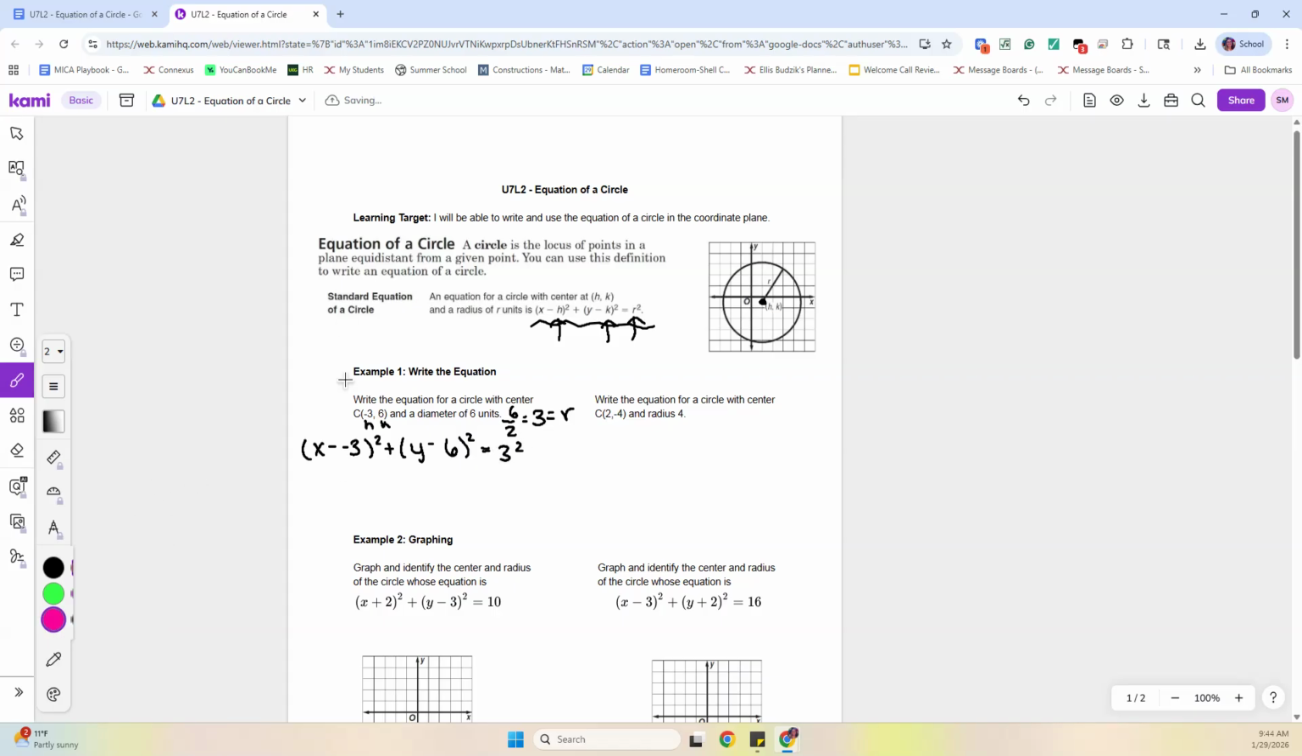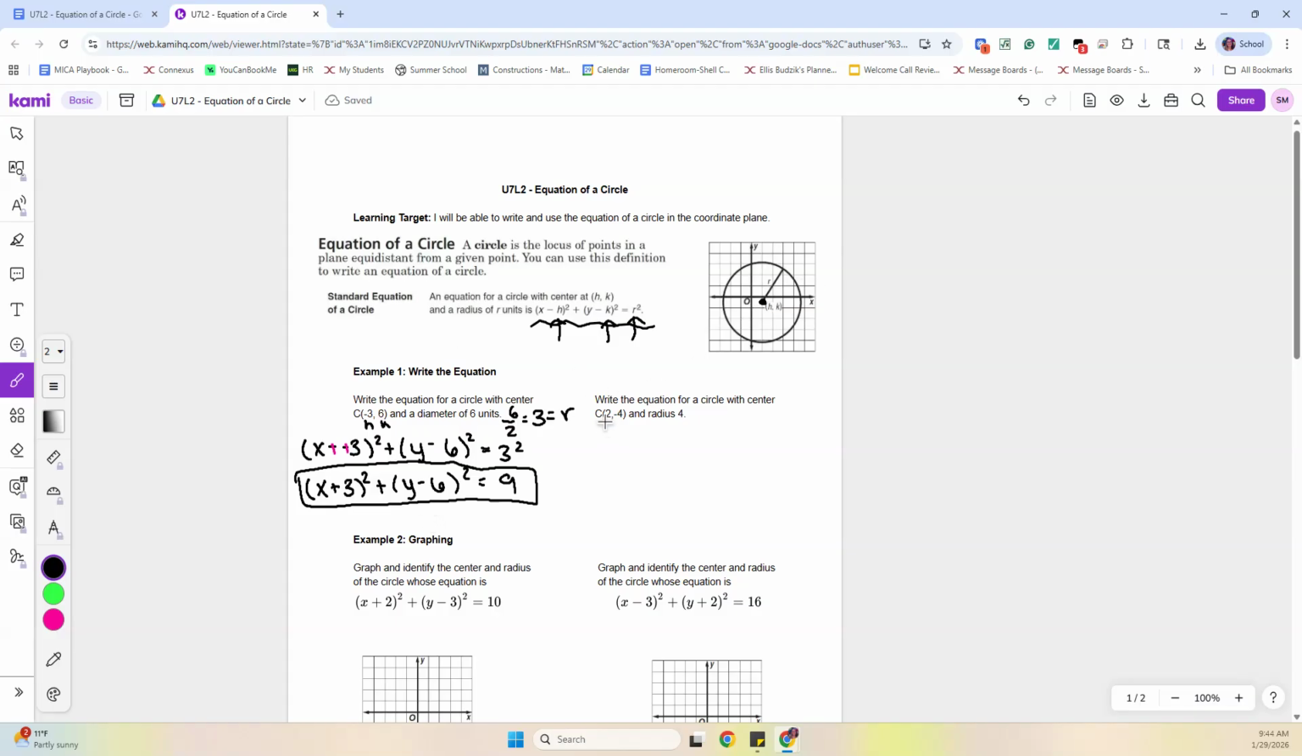Now simplify anything that you need to. I notice I have a minus and a negative here, so that turns into a plus. So (x + 3) squared plus (y - 6) squared equals 3 squared, which is 9. And then I can't really simplify too much more without FOILing, so we're going to stop there. That's our equation of the circle.